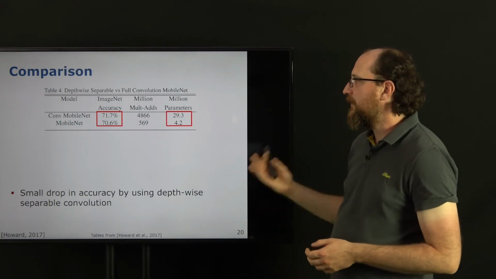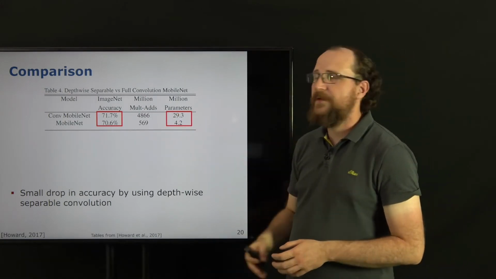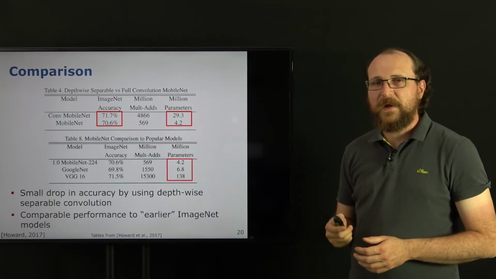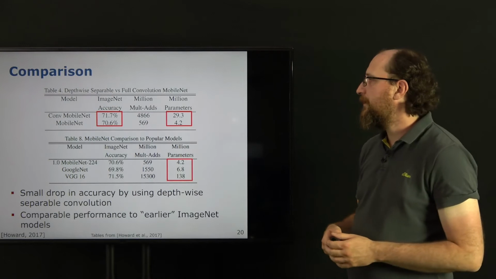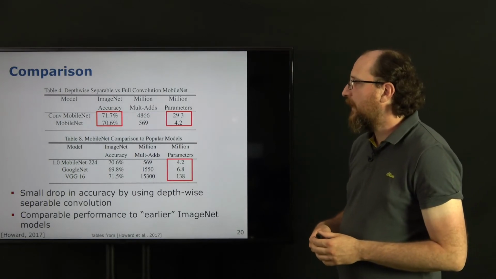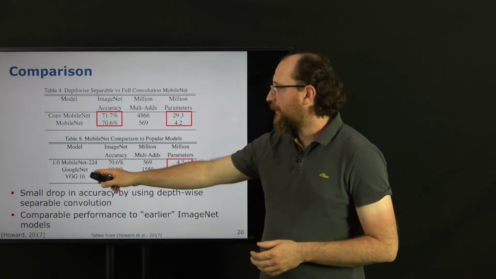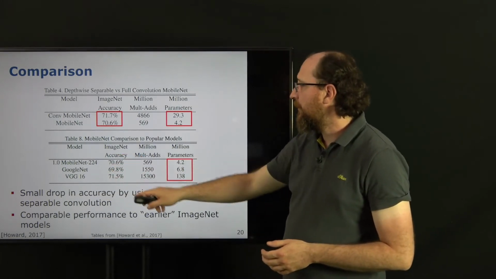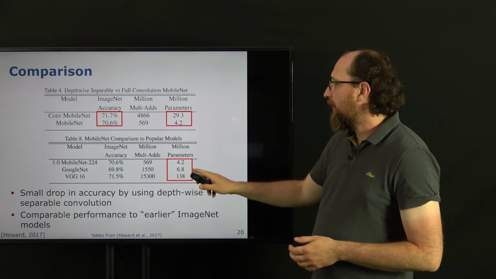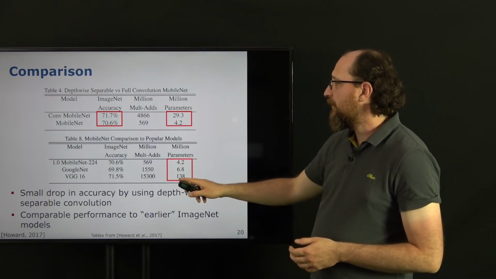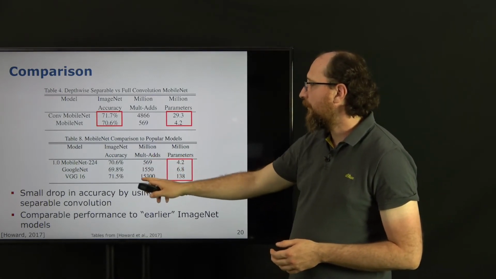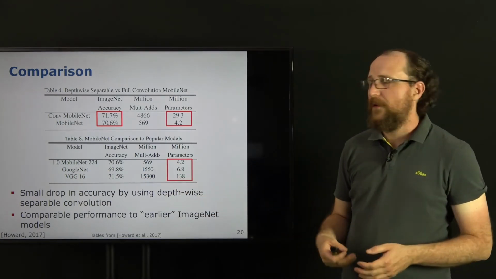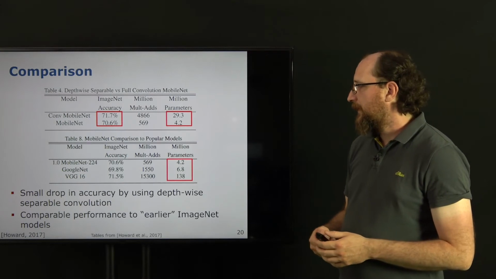So by using fewer parameters, we are basically getting a similar performance as just using convolutions. When we now compare it to the other architectures that we had before, the GoogLeNet and the VGG 16, we can see that we're getting a similar performance, but as before, with a drastically reduced number of parameters, which is also very important for embedded devices, and also a drastically reduced number of operations in the end.